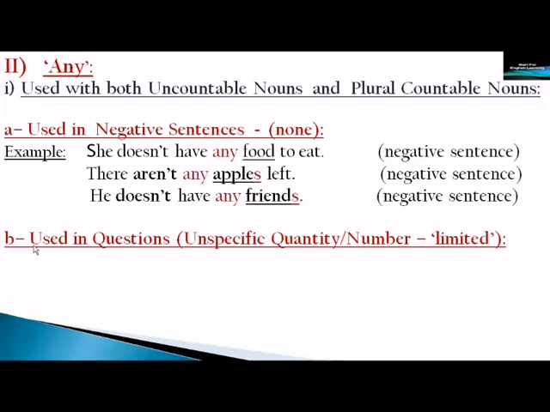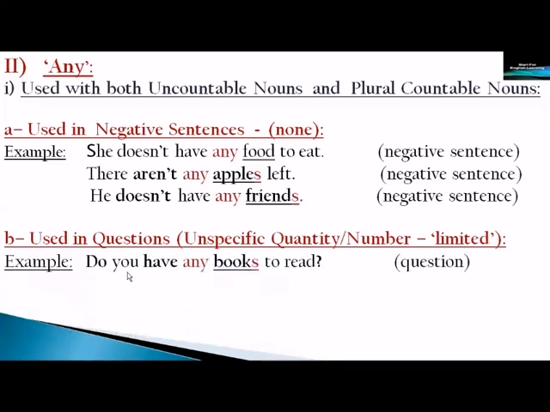B. Any is used in questions, referring to an unspecific quantity or number, a limited quantity or number. Example, do you have any books to read? Question. Do you have any books? Books is a plural countable noun. Does she have any homework to do? Homework is an uncountable noun.